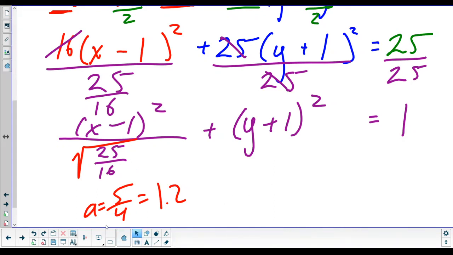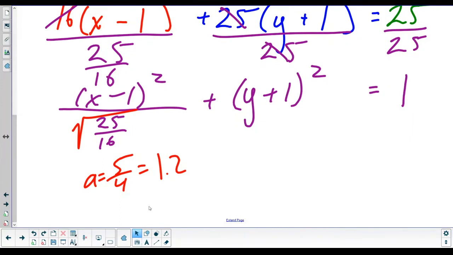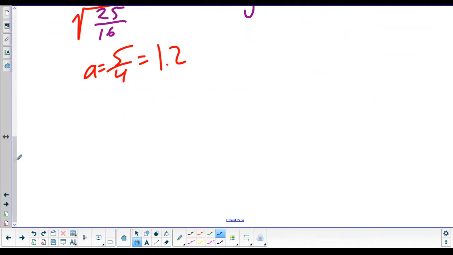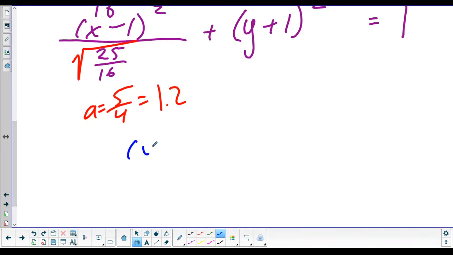All right, so that would tell us our final equation for our ellipse. Come on, you son of a gun. All right, so the final equation for our ellipse is going to be x minus 1 squared over, if you want, you could do whatever 1.2 squared is. I think it's 1.44.